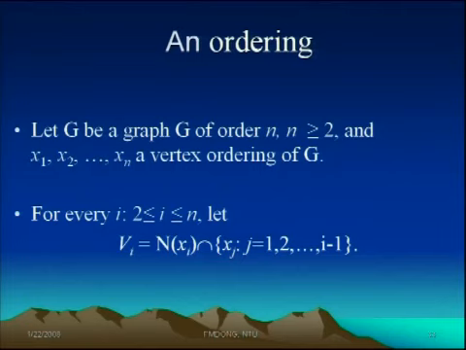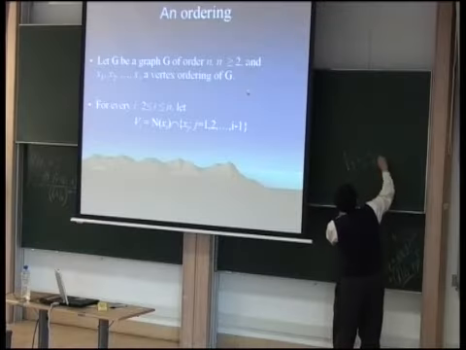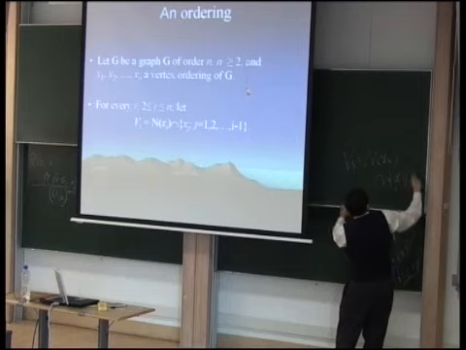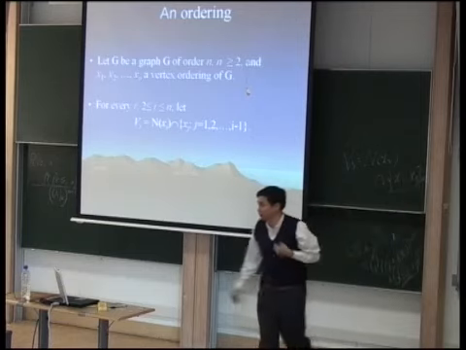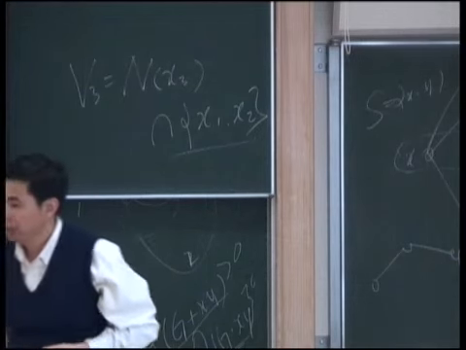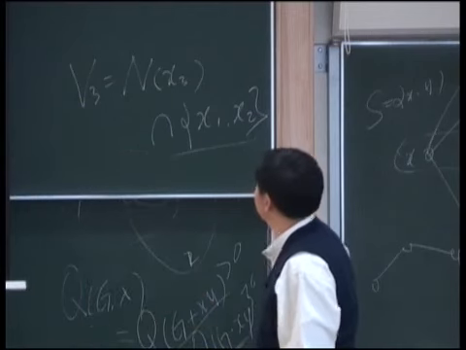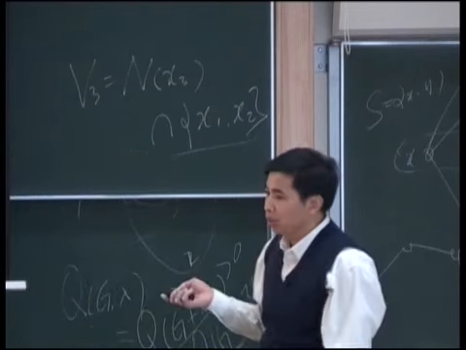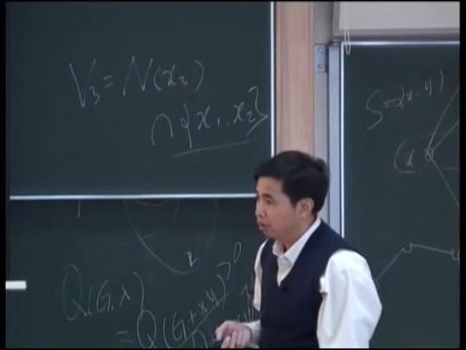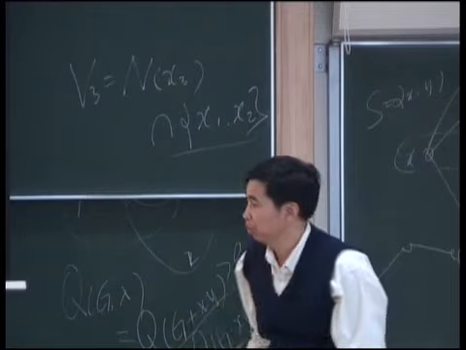For example, consider V3. V3 is just equal to the neighbors of S3 in the intersection with S1, S2. Just consider these two vertices. Should we also include Si? No, because the graph is a simple graph, it doesn't have a loop coming back to the point.